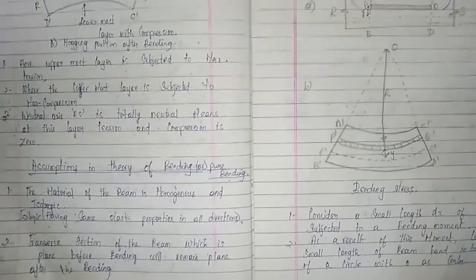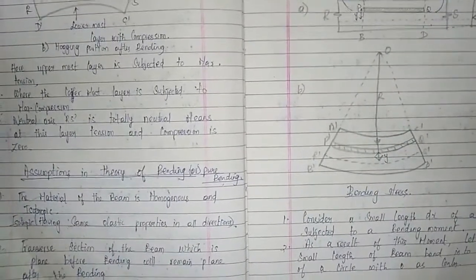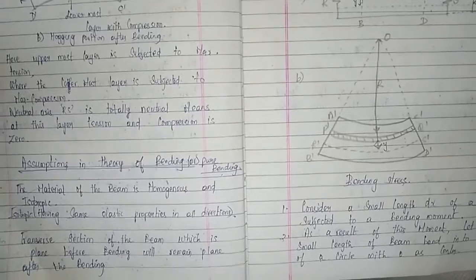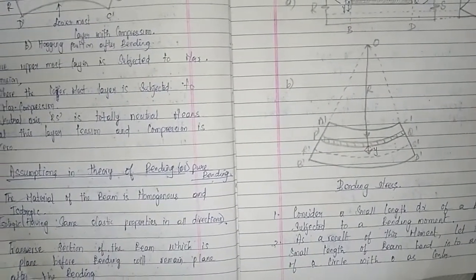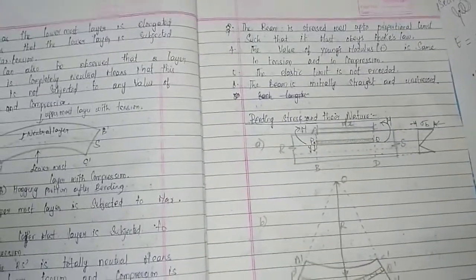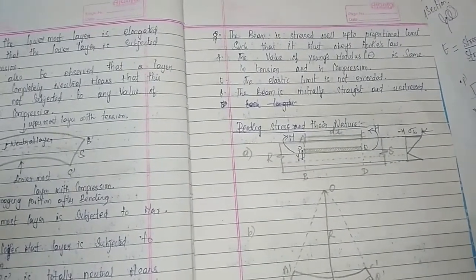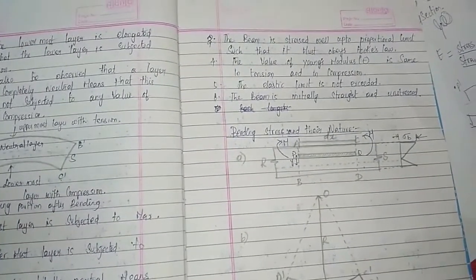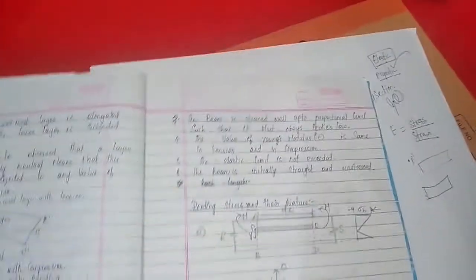So what are the assumptions? The material of the beam is homogeneous, having the same kind of properties, and isotropic, having the same kind of physical properties. The transverse section of the beam remains plane; after bending also it will remain plane. The beam is stressed well up to the proportional limit, and the value of Young's modulus is the same for tension and compression. The elastic limit is not exceeded. The beam is initially straight and unstressed. So these are very simple 6 assumptions.